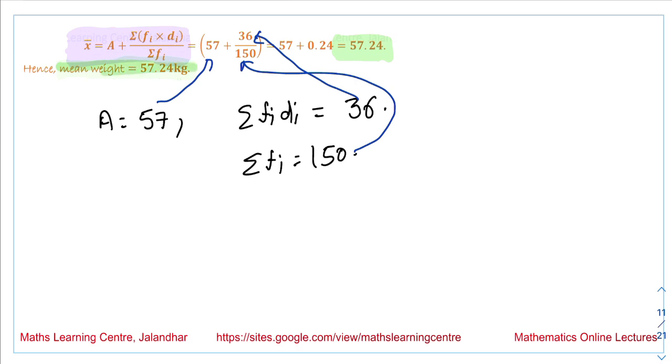This is the mean weight that we have. It is 57.24 kg. This is the mean weight of the students of this class. Now the next method we have is the step deviation method.